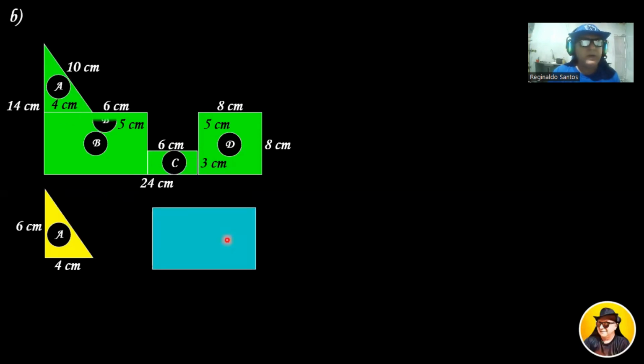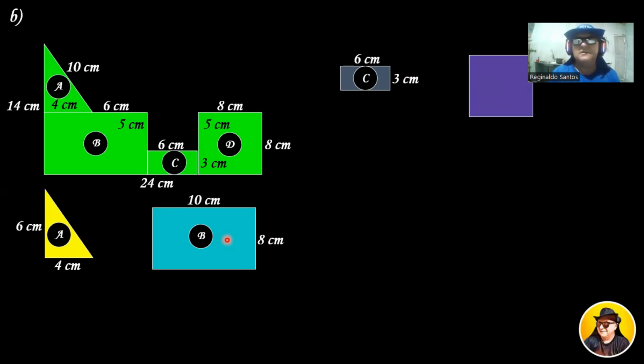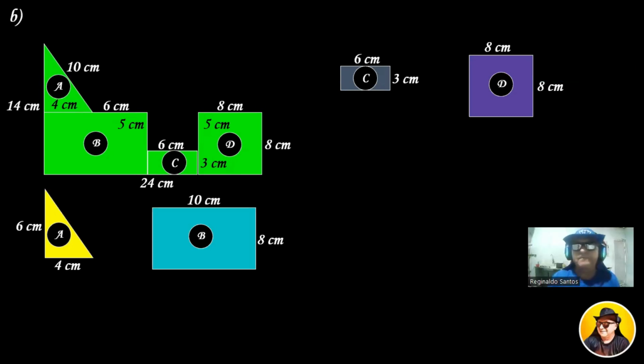Our rectangle B, measurements 10 centimeters and 8 centimeters. The rectangle C is 6 centimeters and 3 centimeters. And finally, the square D has 8 centimeters and 8 centimeters for the sides. A square has the same size for its sides. Okay.